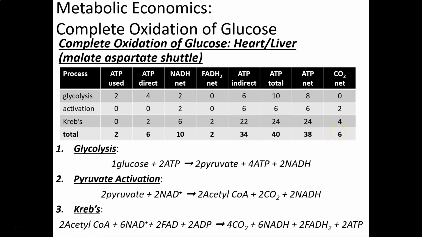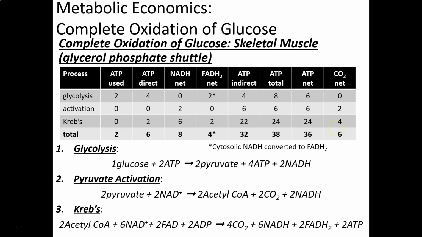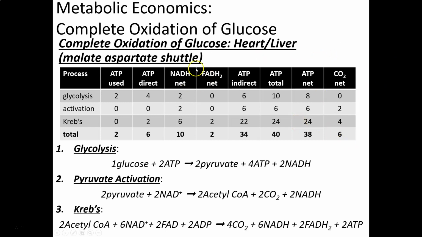Remember also that if we're completely breaking a glucose molecule apart and liberating its carbons as CO2, and we start with a 6-carbon sugar, we're going to get a yield of 6 CO2s. Now I'm going to show you the skeletal muscle one. And the only difference, we go back and forth, the only difference is right here.